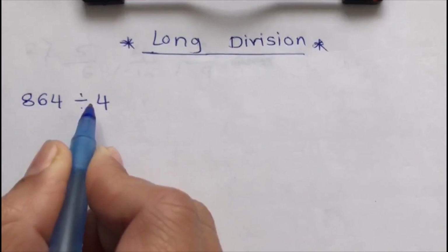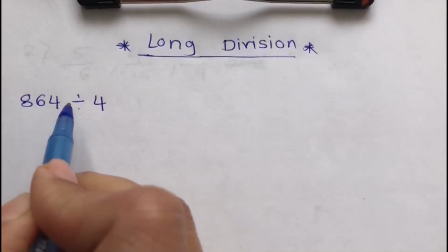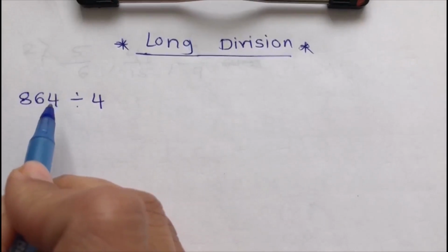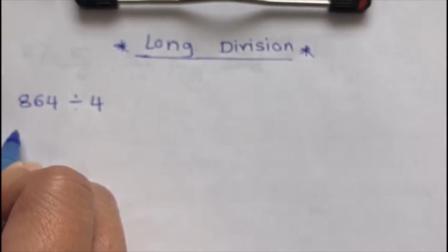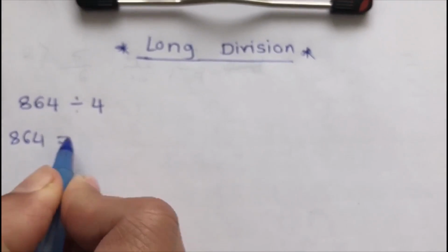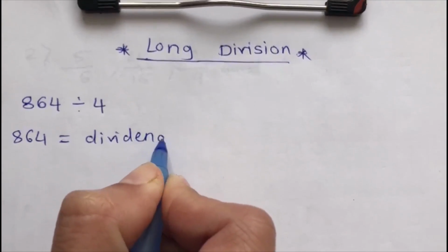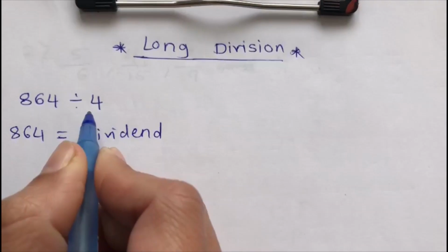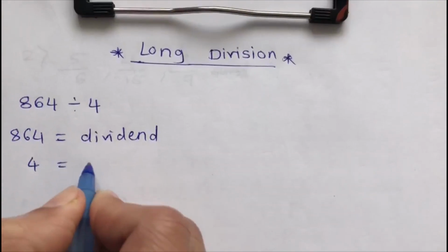So in this example, we are going to divide 864. So it is called dividend. Dividend means the number you are going to divide. So I write here 864, which we call as dividend, and the number you are dividing it by is called divisor. So in this example, 4 is divisor.